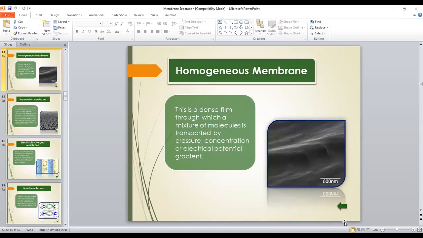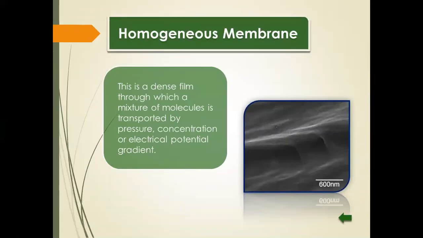Okay, this is our homogeneous membrane. It was not linked properly, sorry. So this is a dense film through which a mixture of molecules is transported. The transportation of molecules is through pressure, concentration, or electrical potential gradient. So it could be any of these three that could be a driving force for the separation of a component from the rest of the components of your feed in your membrane.